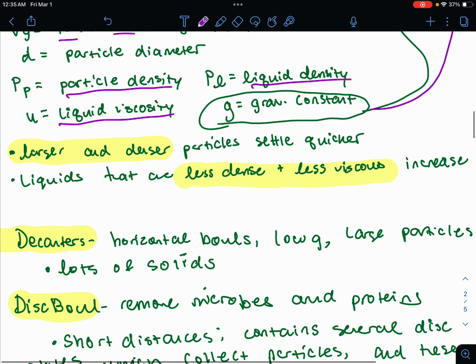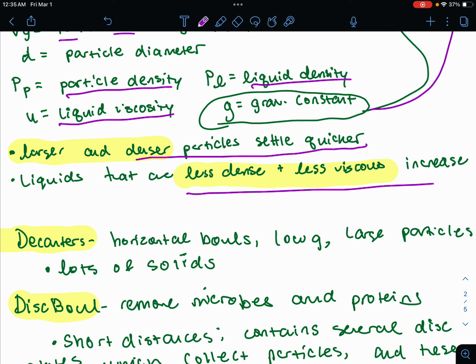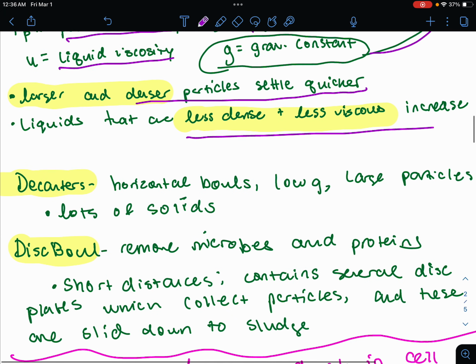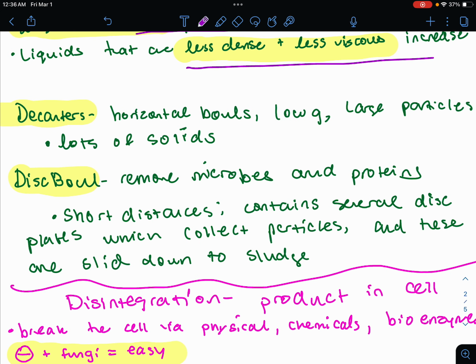We've talked about that. All right, so larger and denser particles are going to settle quicker. That's common sense. Liquids that are less dense and less viscous also increase the settling. Just again, water versus honey. Water is less viscous than honey, so particles will settle in water at a much more rapid rate than in honey. Okay, that's another equation that we're going to have to remember.